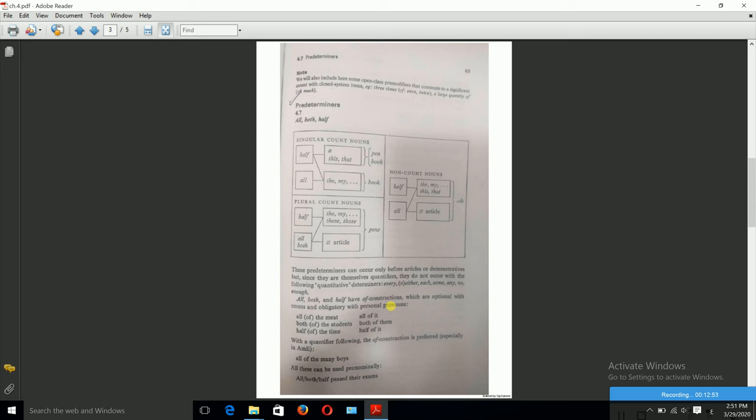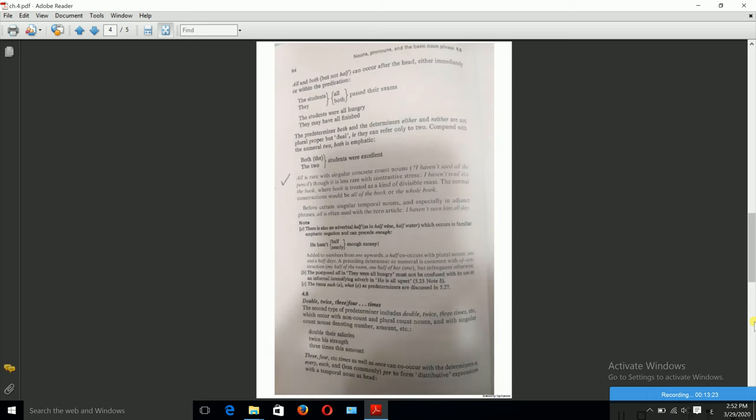With a quantifier, following the of construction is preferred, especially in American English. All of the many boys, all three can be used pronominally. All, both have passed the exams. Let us now move to page 64.